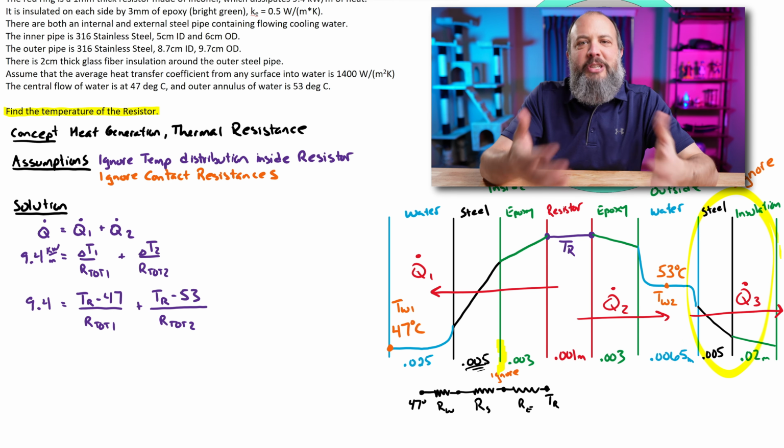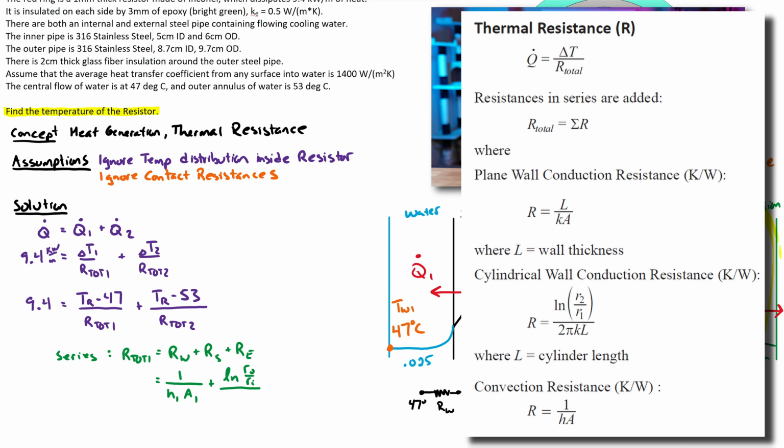And for conduction through cylindrical pipes, you have to use this natural log equation. You can't just use the L over KA like for a regular straight wall. Even though we made the drawing look like a wall, that was just as a visual aid. Remember, this is still a cylinder, so we have to use the cylindrical thermal resistance, right? And the two are different because on a regular plain wall, there's the same amount of surface area on one side as the other.